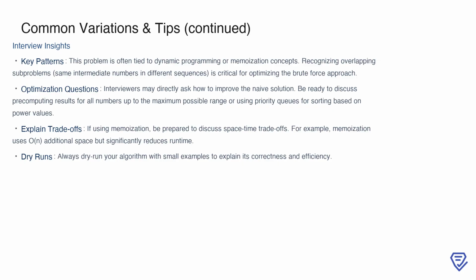Interviewers may also ask you to discuss ways to improve the naive solution. For example, pre-computing results for all numbers up to the maximum possible range can save time during the main computation. Alternatively, using priority queues for sorting based on power values is another optimization technique to be prepared to discuss.